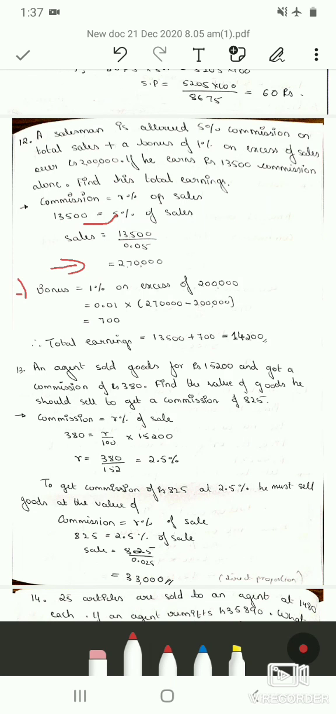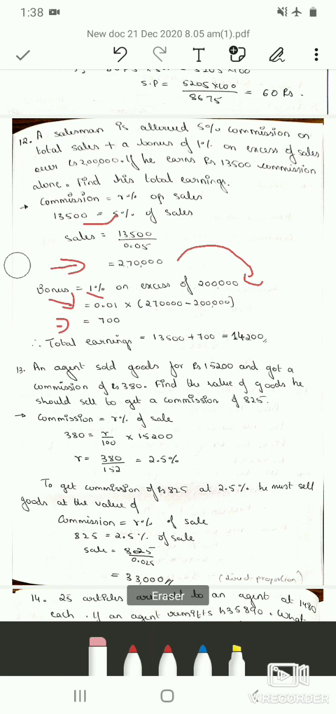In the next part of the question they have given that the salesman is allowed a bonus of 1% on excess of sales over rupees 2 lakhs. What this means is, the rate is 1% and the excess over rupees 2 lakhs is, we know the total sales was 2,70,000, so from that we have to subtract 2 lakhs. Therefore 1 divided by 100 is 0.01 into 2,70,000 minus 2 lakh. So we will get the bonus earned by the agent as rupees 700.